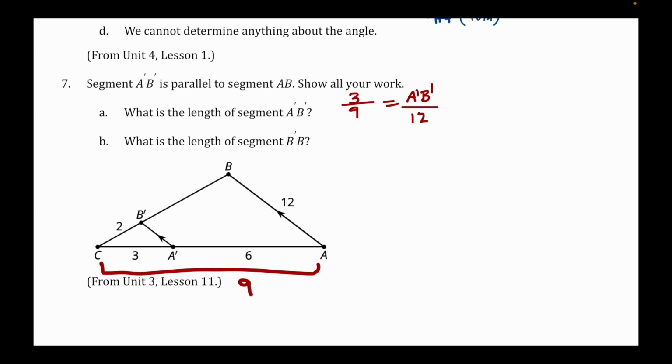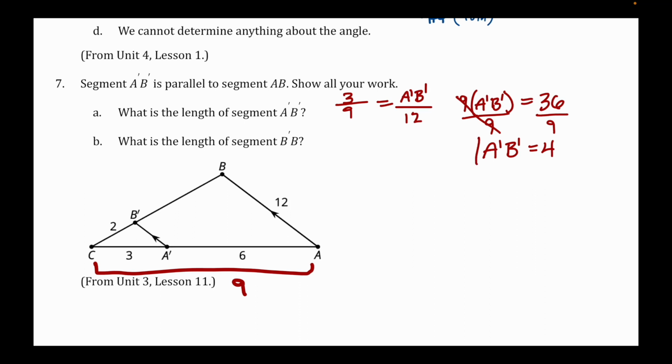Now, the fraction on the left, I can actually reduce before I cross multiply, but just doing the cross multiply straight away works as well. So I'm going to do the cross multiplication here, and 9 times whatever A prime B prime is will be equal to 3 times 12, which is 36. So I can then divide both sides by, not by 4, my brain's jumping a step ahead. Dividing by 9 here and on the other side would leave me with 4, so A prime B prime should be equal to 4. So that's my first answer.